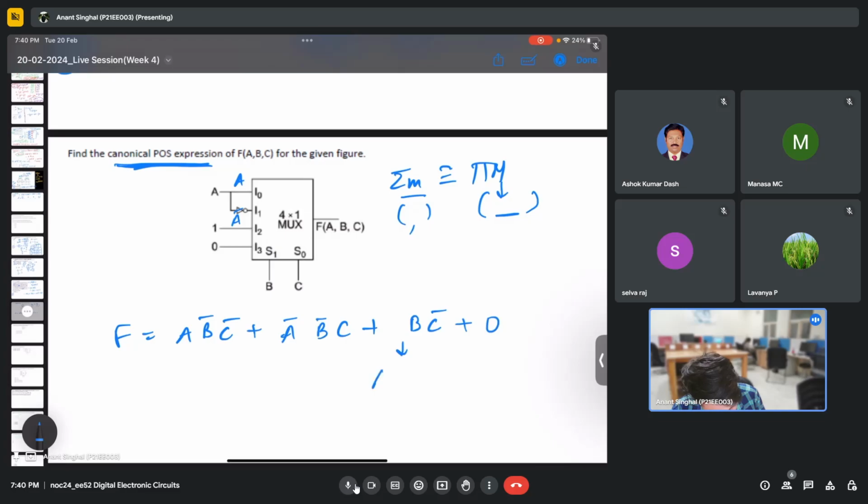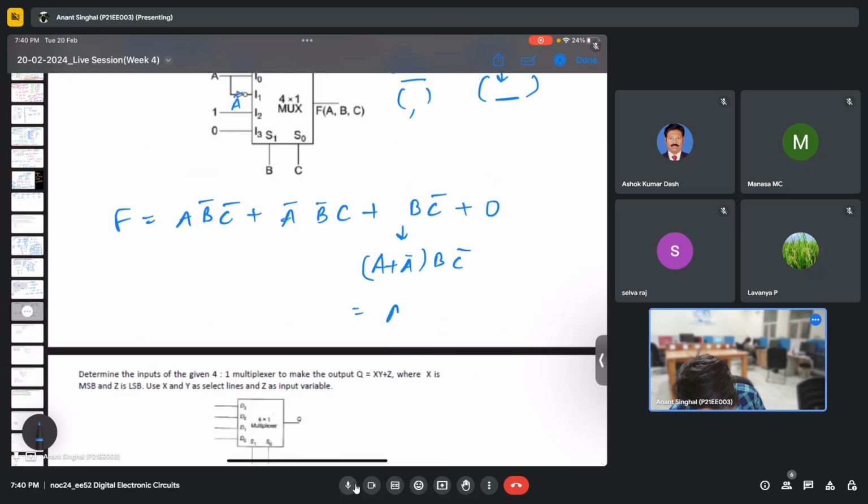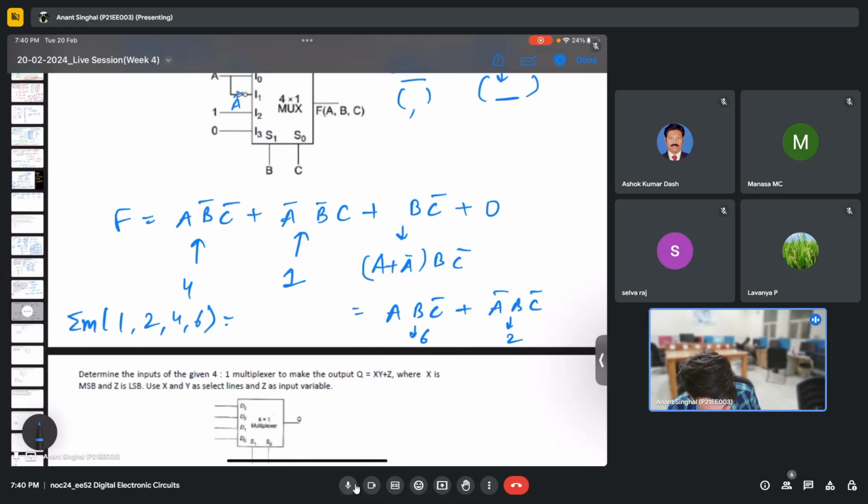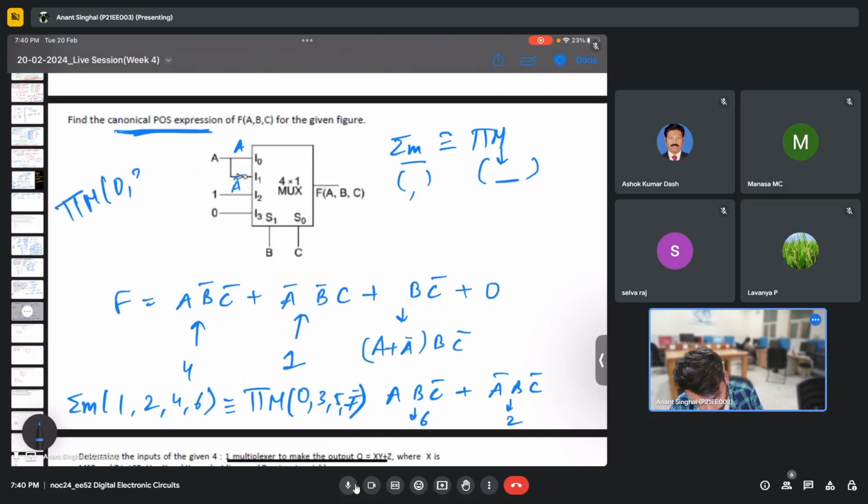Just to make it standard, I'm writing A plus A complement B C complement as A B C complement plus A bar B C complement. So this will be 1 0 0, that is 4. This is 0 0 1, this is 1. This is 1 1 0, so this is 6, and this is 0 1 0, so this is 2. So I'm getting the min terms as 1, 2, 4, 6. So I can easily write in terms of max terms, this is 0, 3, 5, 7. So the answer here will be max terms 0, 3, 5, 7.